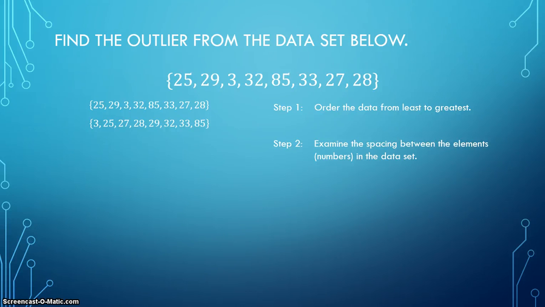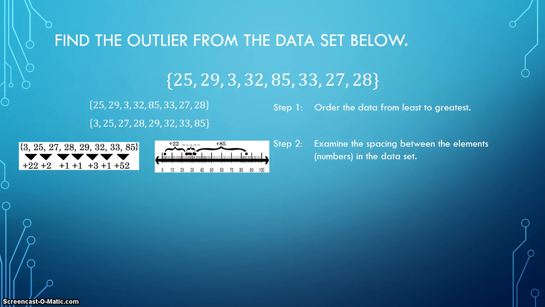Next step is we're going to examine the spacing between the elements. Now there's a couple ways to do this. You can either use a number line and plot all the points, or you can see how much each one goes up, like between 3 and 25, that went up 22. 25 to 27 then went up 2, 27 to 28 went up 1, 28 to 29 again 1, 29 to 32 you add 3, 32 to 33 you added 1, and from 33 to 85 you had to go up 52.